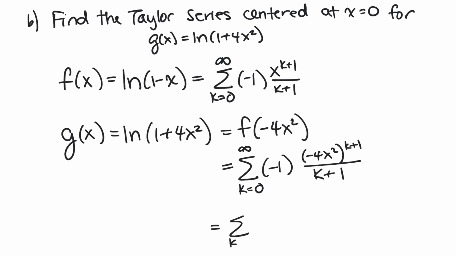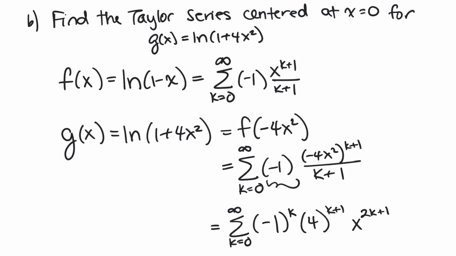So we get the sum k goes from 0 to infinity. We're going to have negative 1 to the k plus 1, but we also have that times negative 1. So we know that extra negative 1 here is going to shift the negative 1, so it's going to be negative 1 to the k now. And then we have 4, and that's to the k plus 1. And then we have x, and it's x squared to the k plus 1, so it's to the 2k plus 2, because that 2 distributes to the k plus 1. And that is still all over k plus 1.